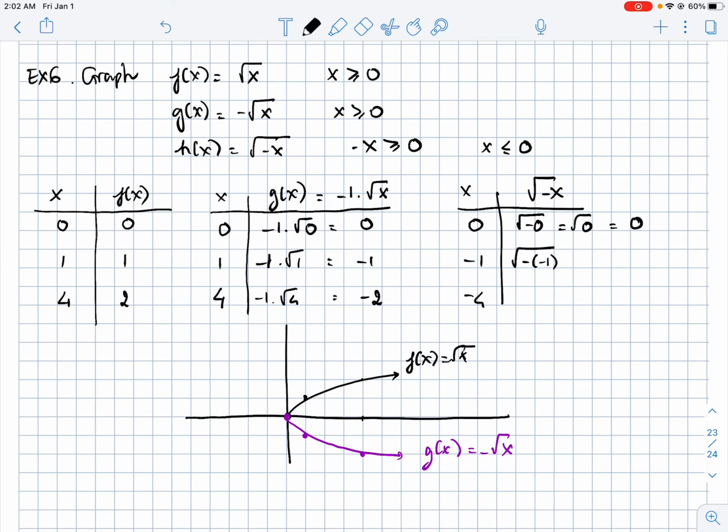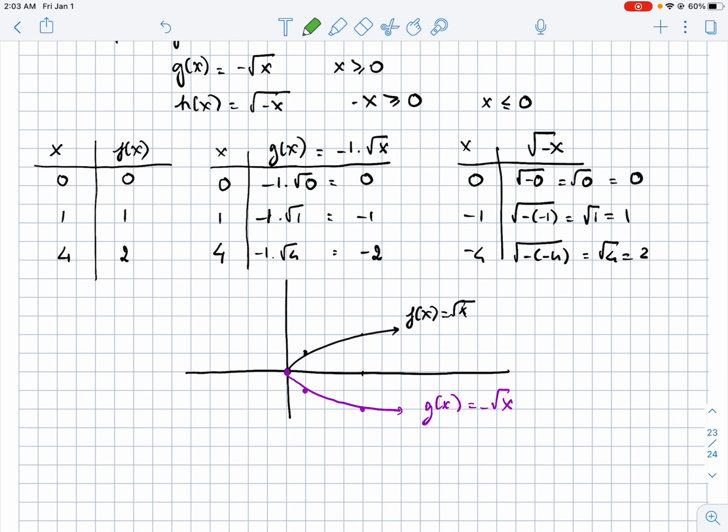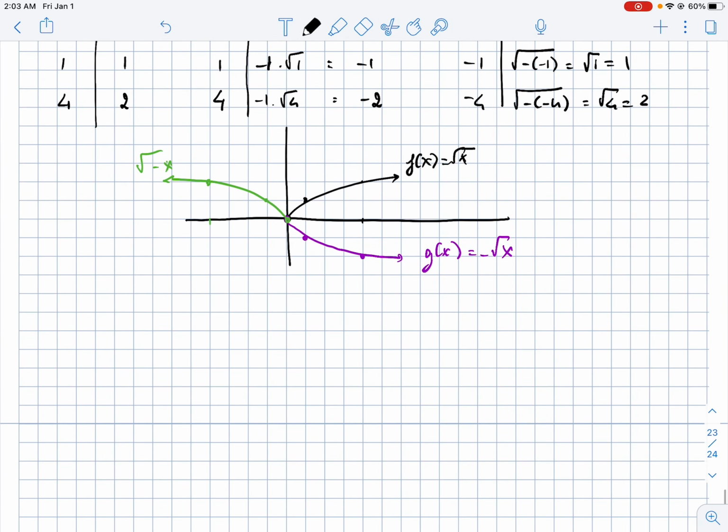Square root of -0 is square root of 0, and the answer is 0. Square root of -(-1) is square root of 1, which is 1, and square root of -(-4) is square root of 4, which is 2. I use the green color to graph this. So (0, 0), (-1, 1), and (-4, 2).